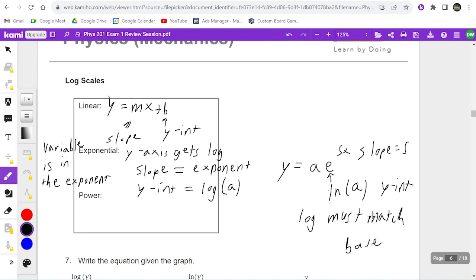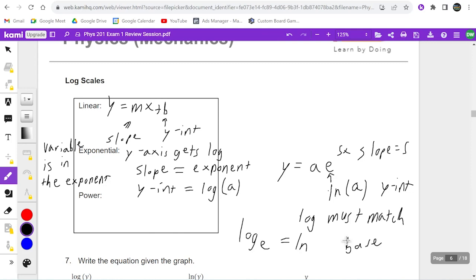Any questions on exponential? Could you go over that again? Because you cut out when you were saying it. Sorry, no, that's fine. Thank you for telling me. Luckily the recording did not cut out. What I just said was the slope is 5 because that's the exponent, and because e is the base, your log must match the base. So you can't just do any log. You have to do log base e, which is the natural log. So I did natural log of a, whatever a is. A could be 10, whatever.